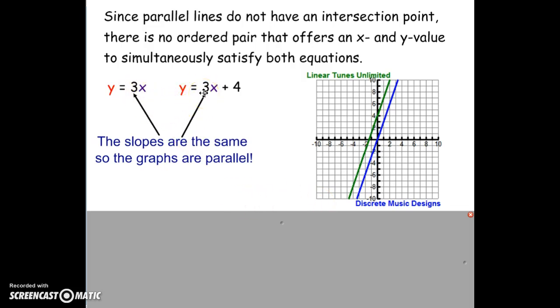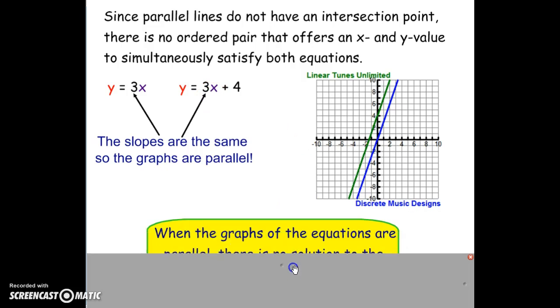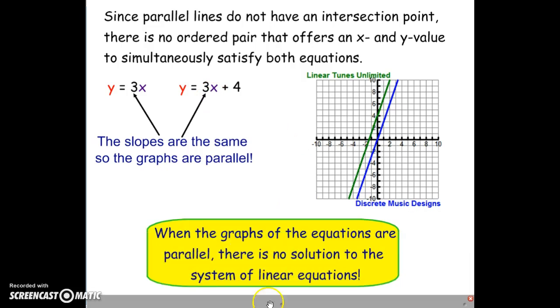And it is parallel because the slopes are the same. So before you even graphed it, I hope you realized that they would be parallel because we have a 3 for a slope here and a 3 for a slope here. Same slope, parallel. Can't forget about those things. So when the graphs of the equations are parallel, there's no solution to the system of linear equations. So in this case, these two companies are never going to cost the same amount.